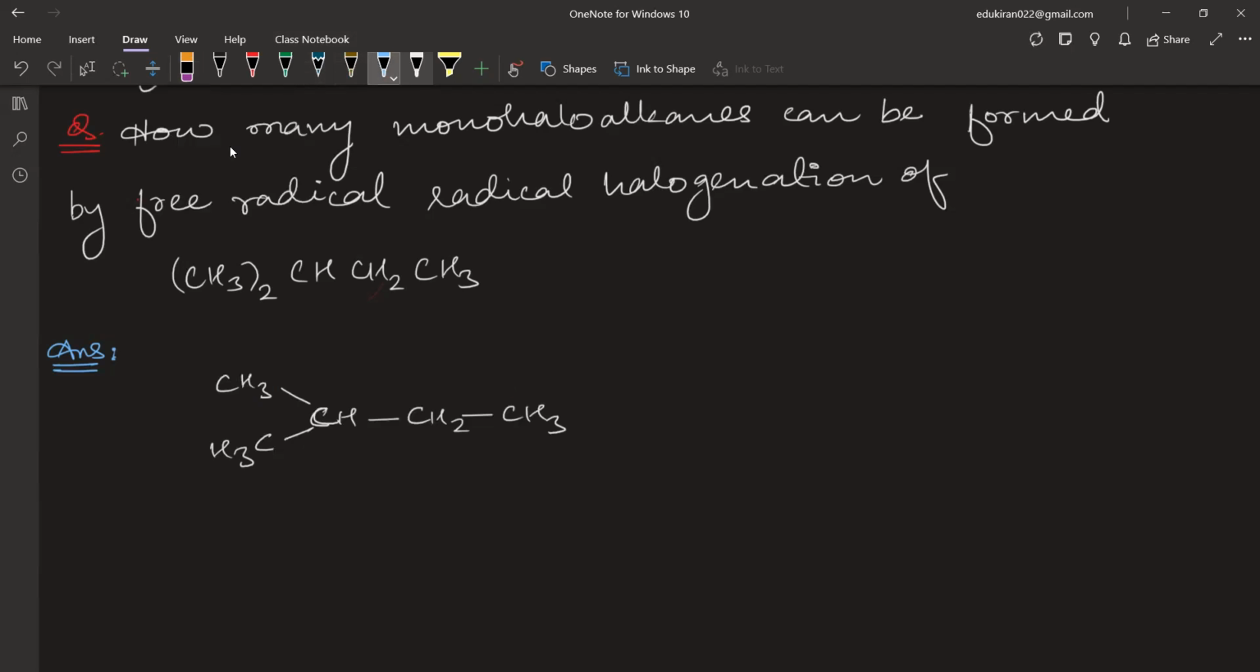So you can say this is one of the different carbon atoms. This carbon is different. Then this is different. Then we have this is different. And what else? This is different. So how many different carbon atoms do we have? Tell me.